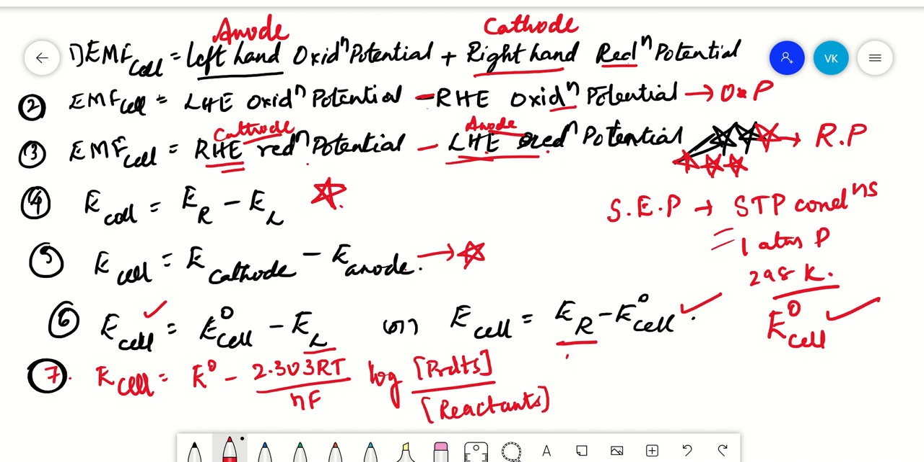Then this is your Nernst equation, the most important one. What is this Nernst equation? E cell is equal to E naught cell minus 2.303 RT by NF log of products by reactants. Before going into this, we'll just see what your products and reactants will be.